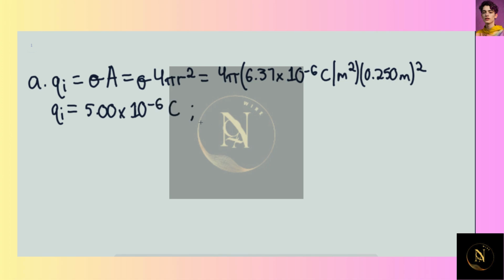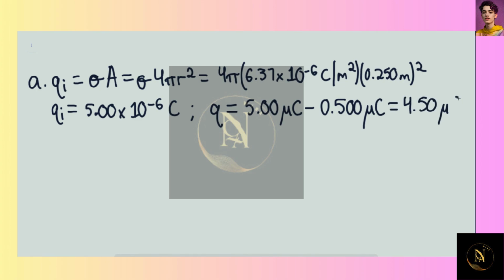Now, a negative 0.500 microcoulomb charge is put into the cavity. So now the outer charge is going to be equaling 5.00 microcoulombs minus 0.500 microcoulombs. This is giving us 4.50 microcoulombs.